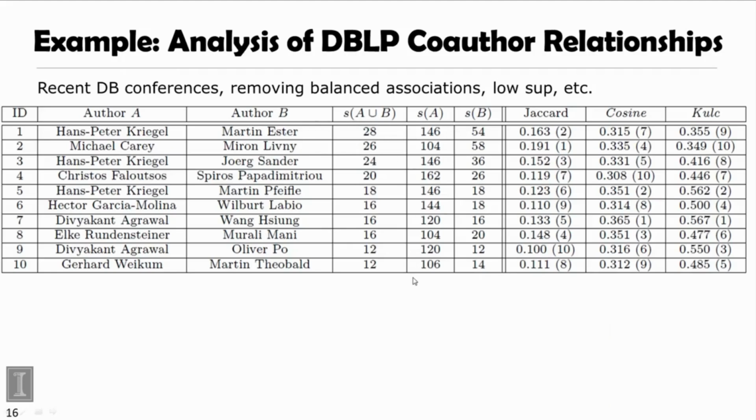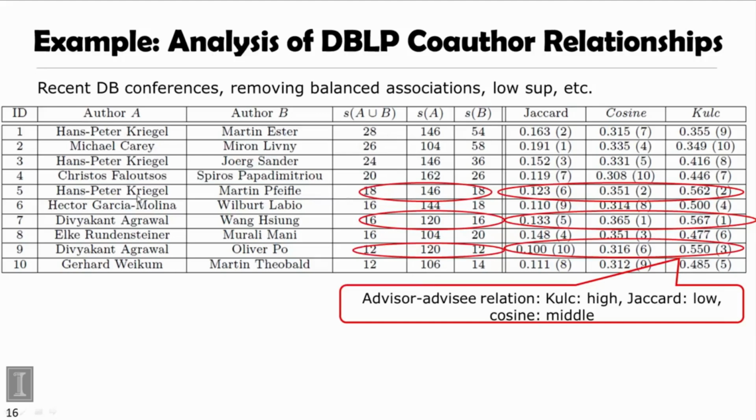But you probably can see the interesting thing is, for example, you look at Hans-Peter Kriegel and Martin Pfeifle. Martin Pfeifle got 18 papers, but all of them are with Hans-Peter Kriegel. But Hans-Peter Kriegel got 146 papers, 18 were with Martin Pfeifle. Well, you can see in that case, Kulczynski shows a pretty strong value. That simply says these two authors are closely tied together in some way, but they are imbalanced as well. Based on imbalance ratio, you can easily calculate that their imbalance ratio is reasonably high. So in that case, you probably can easily judge Hans-Peter Kriegel is likely the advisor of Martin Pfeifle.